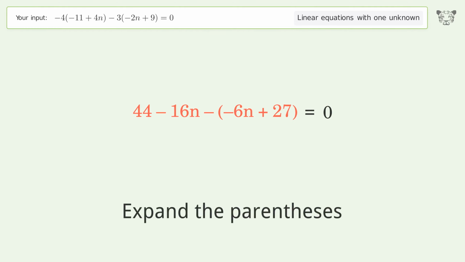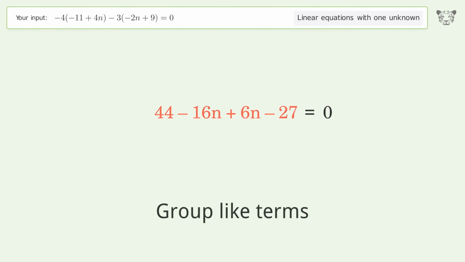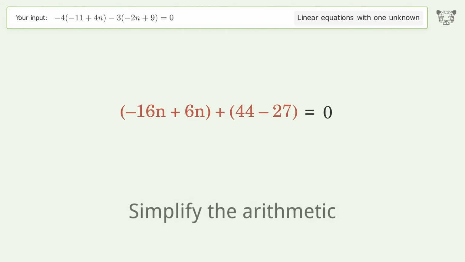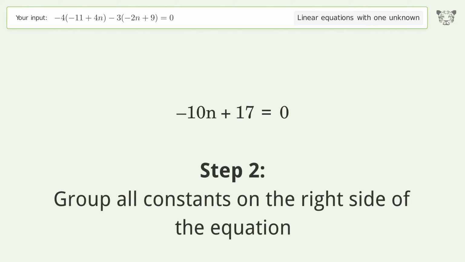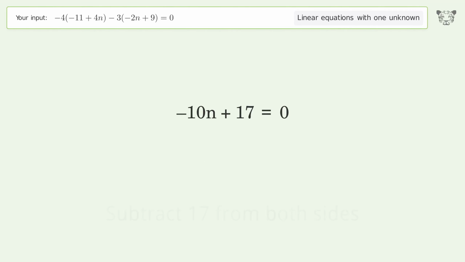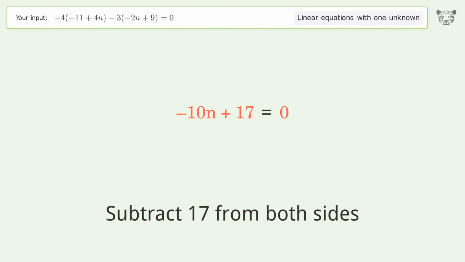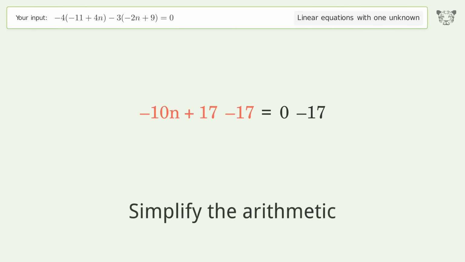Expand the parentheses. Group like terms. Simplify the arithmetic. Group all constants on the right side of the equation. Subtract 17 from both sides. Simplify the arithmetic.